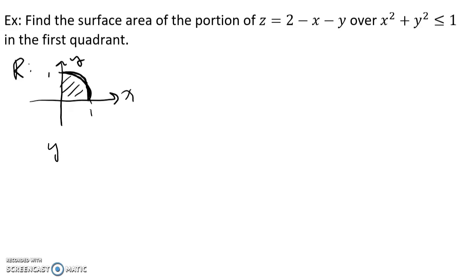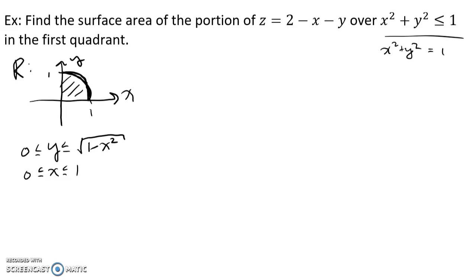We could say have y go from 0 up to that upper half semicircle, which would be square root 1 minus x squared. Right, we're just taking this and solving the equality for y, and then taking the positive for the upper half semicircle. And then we would have x goes from 0 over to 1. And then what we're going to take a look at now is putting that in our surface area formula.